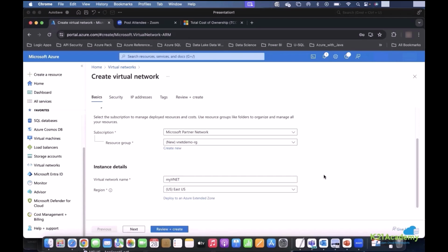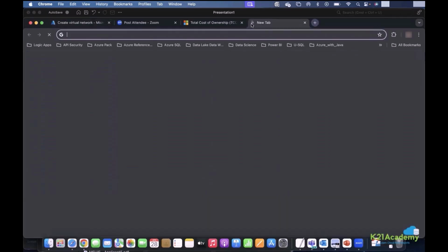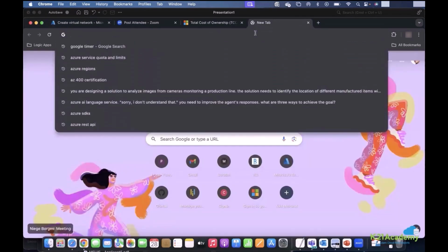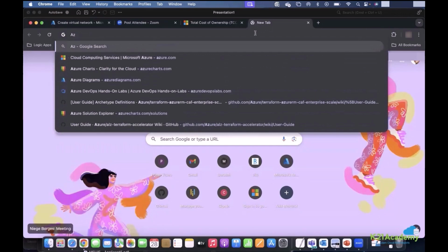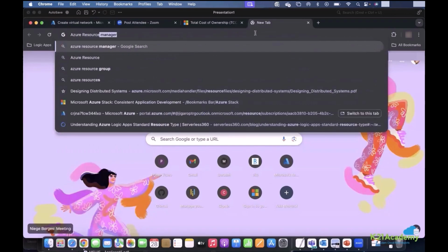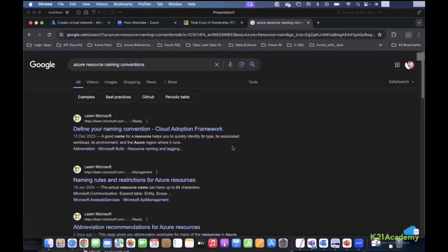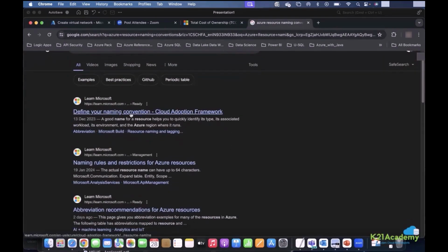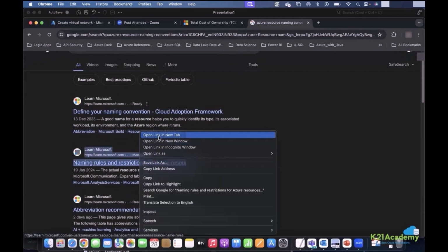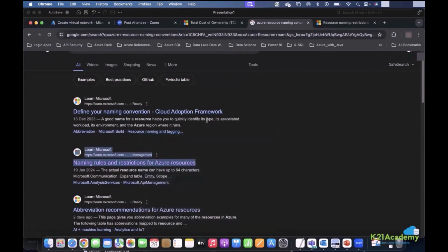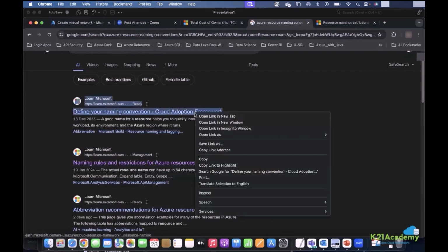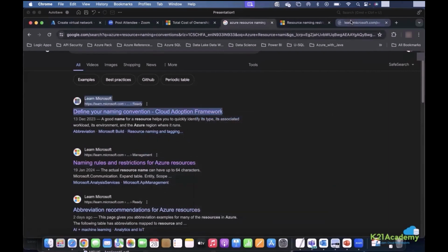When you provide naming conventions, there is always a nice recommendation and guideline provided by Microsoft itself. So here you can consider the Azure resource naming conventions. If you take a look at it, it's very nice documentation given from the Cloud Adoption Framework point of view. I will come back to this particular point at a later stage as well.